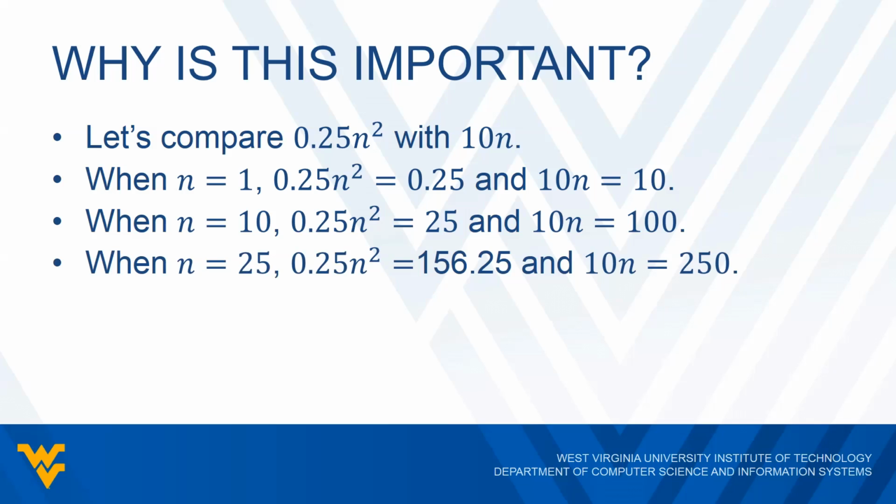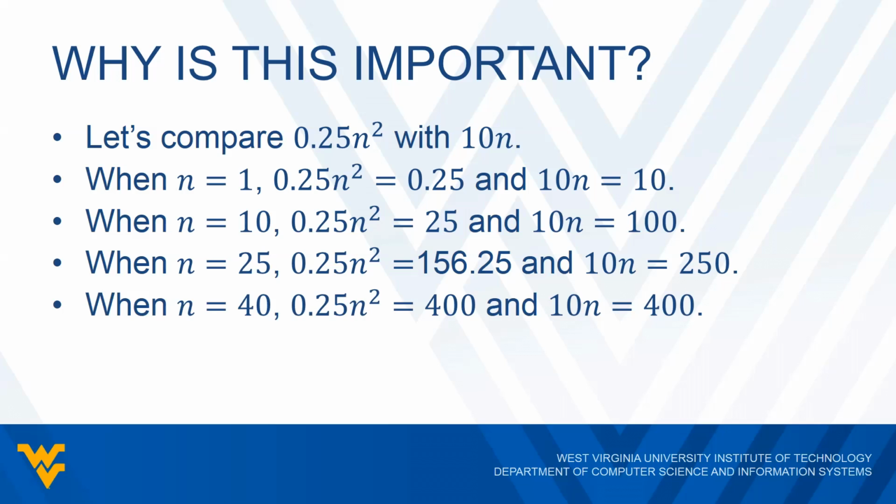All right, what about n is 25? Well, that means 0.25 n squared is 156.25, and 10n is 250. Okay, no issues here. I mean, 10n is still larger. No problems here comparing n and n squared. What if n is 40? We find that 0.25 n squared is 400, and 10n is 400. So that means when n is 40, the values of 0.25 n squared and 10n are the same.